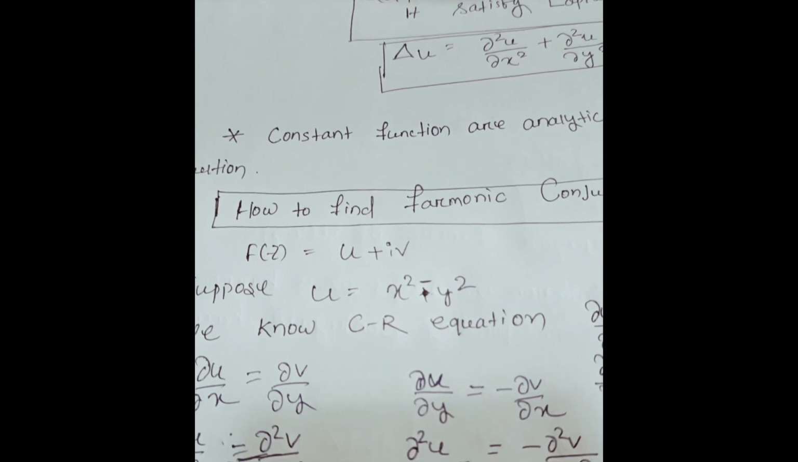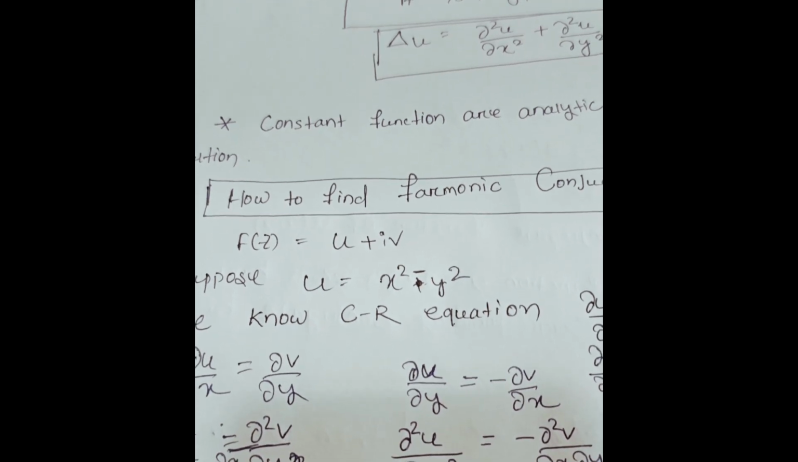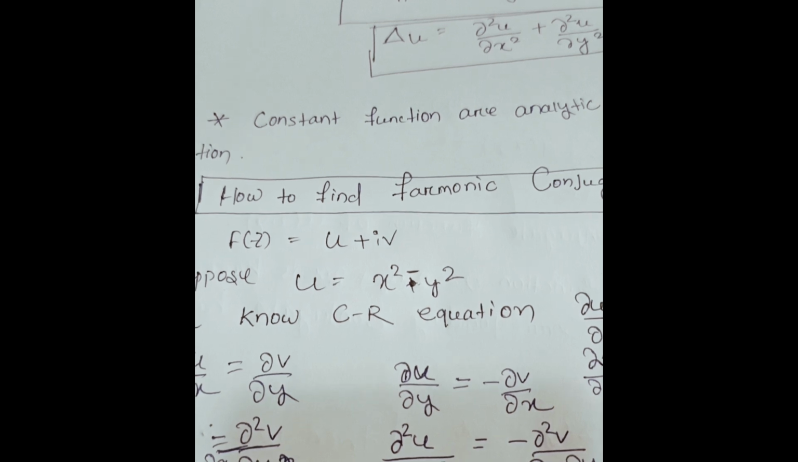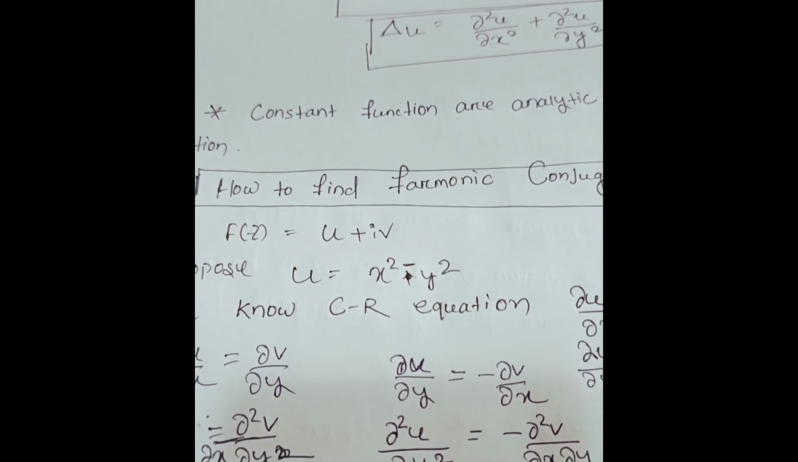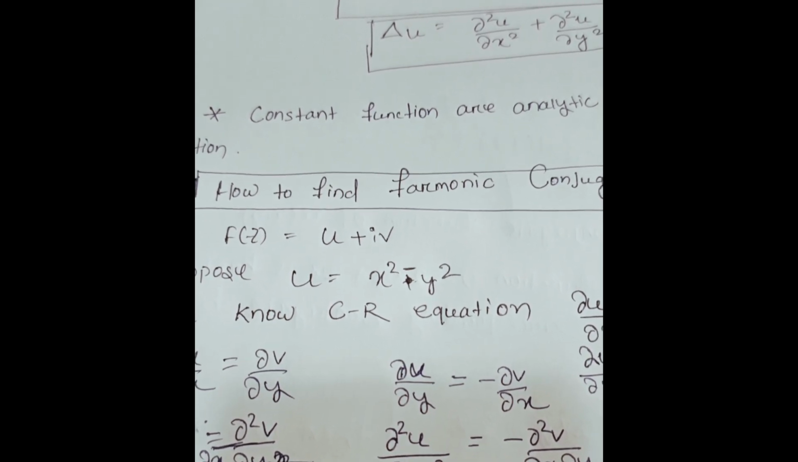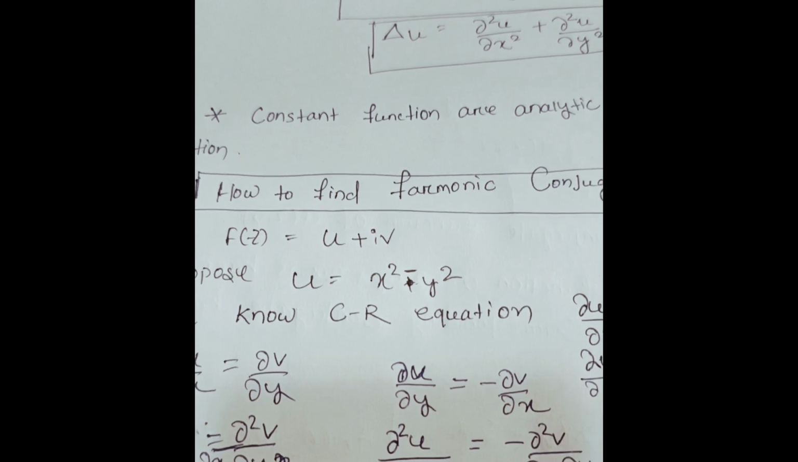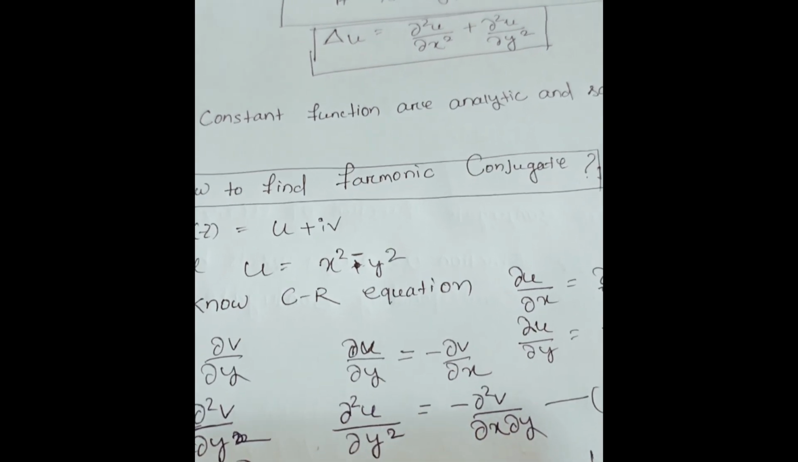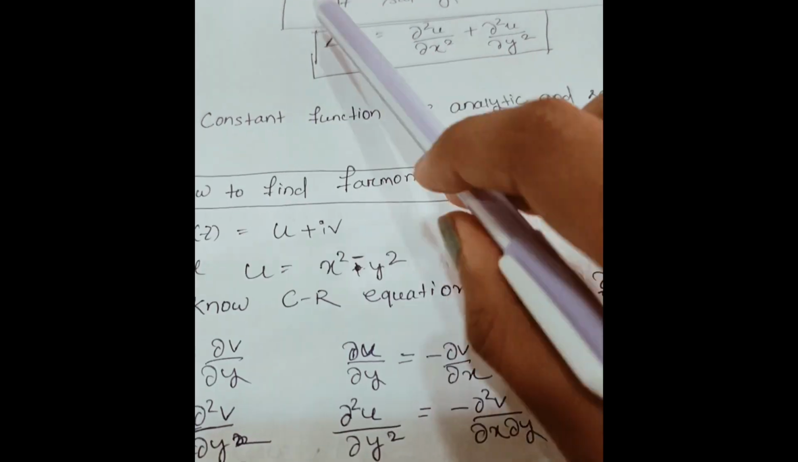In the last lecture, we learned the analytic function f(z) = u + iv and the CR equations: ux = vy and uy = -vx. Now, in this lecture we will learn another function, which is named the harmonic function, and the conjugate harmonic function. Let's see what a harmonic function is and its definition.